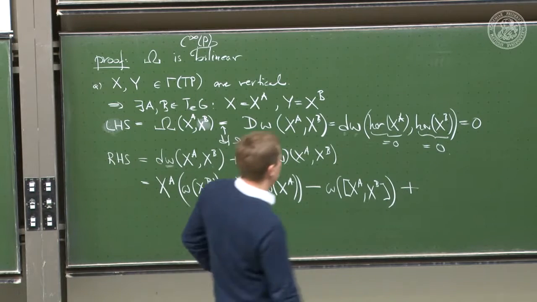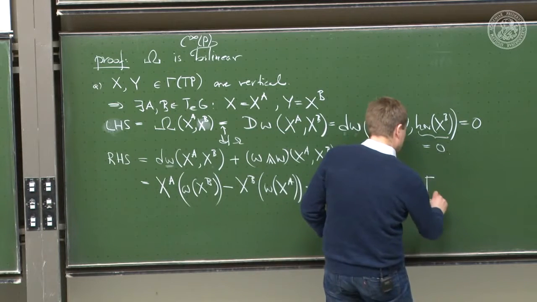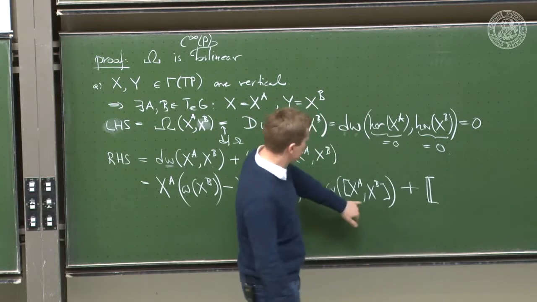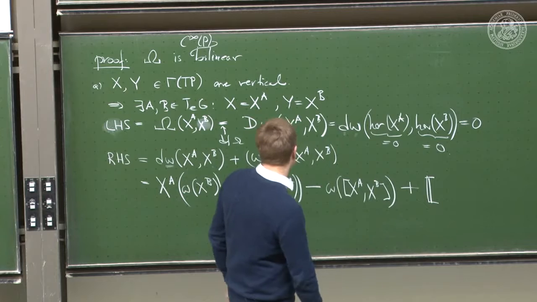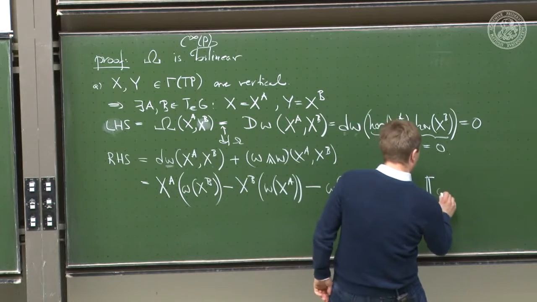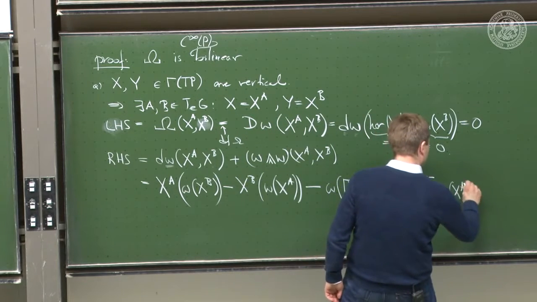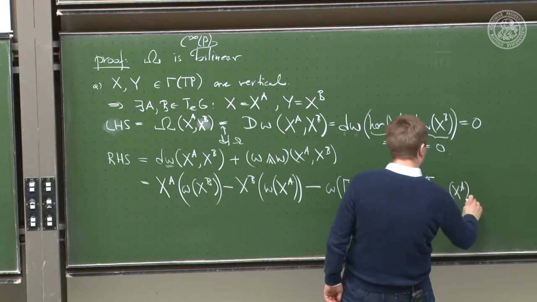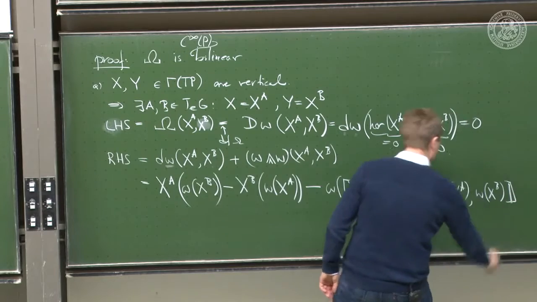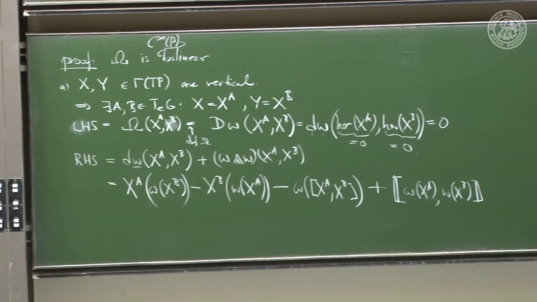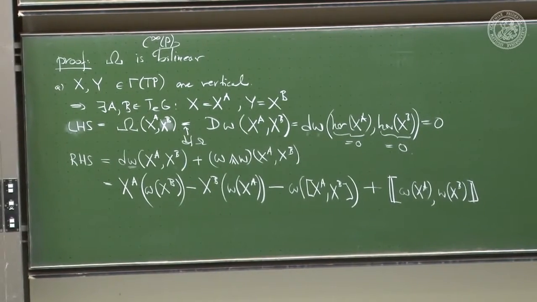But you see, the double wedge was this guy up there. It's the Lie algebra bracket. This is the differential geometric bracket. But this is the Lie algebra bracket of omega X_A, comma omega X_B. That's right, huh? Okay, good.